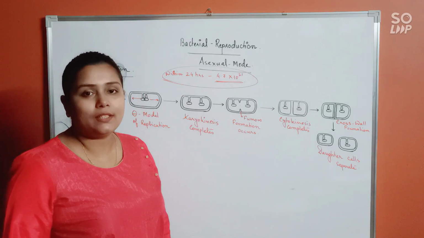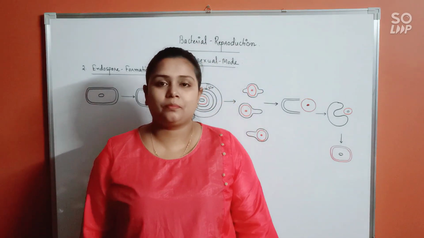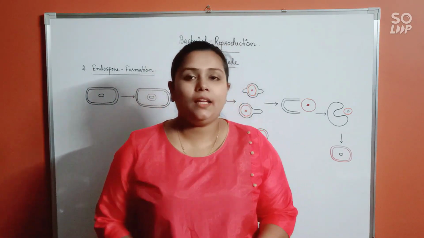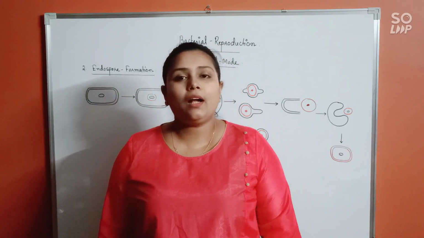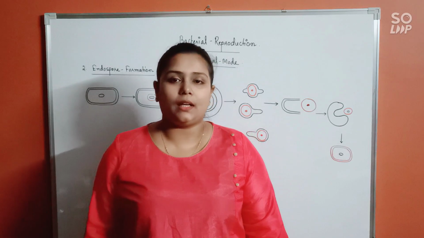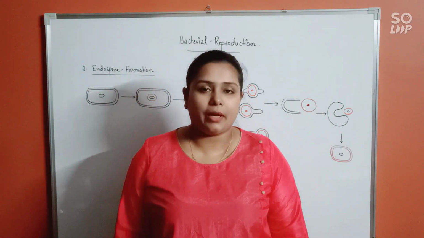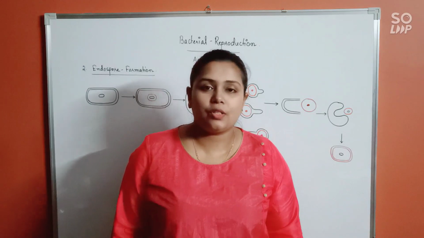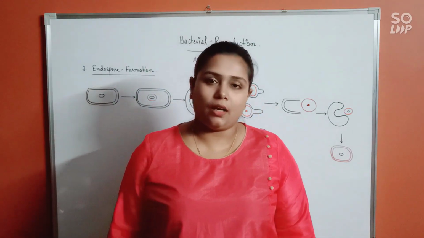So let's see how it occurs. Now let us discuss endospore formation. Unlike binary fission, endospore formation is going to only occur in bacteria during unfavorable condition. So it is more like a perennation process in bacteria, that is a process that helps the organism to survive unfavorable condition.